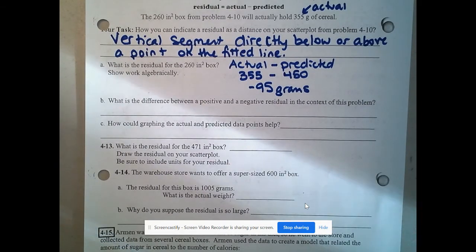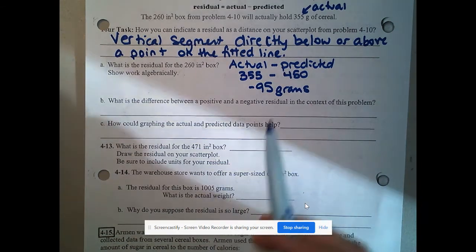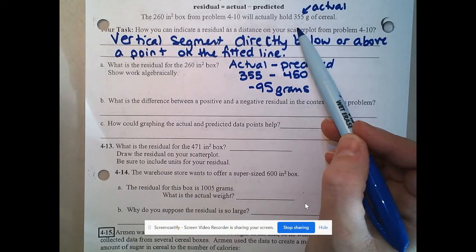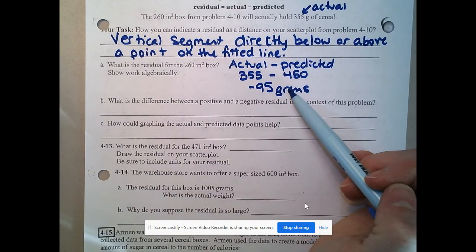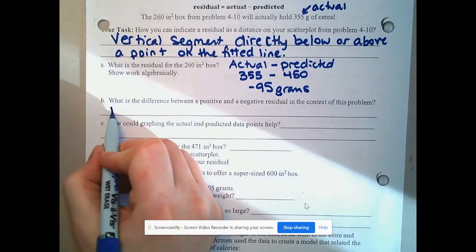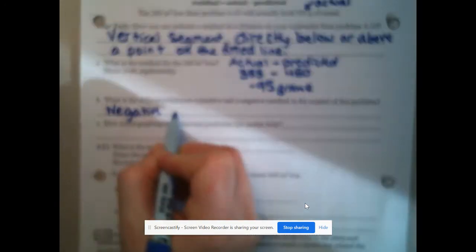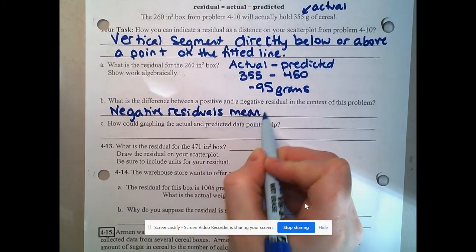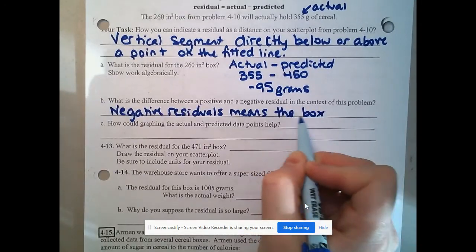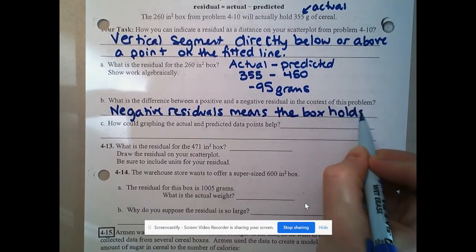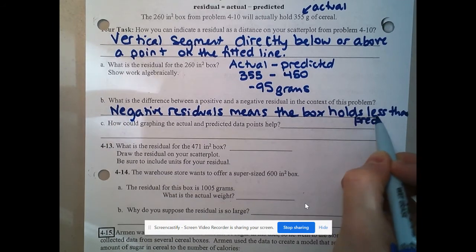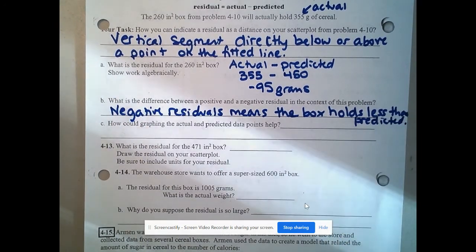What's the difference between a positive and a negative residual? Now, if we look at this specific example, we thought it was going to hold 450. It actually held only 355, and we got a negative answer. So negative residuals means the box holds less than predicted. We thought it was going to hold 450. It only held 355. So that is negative.